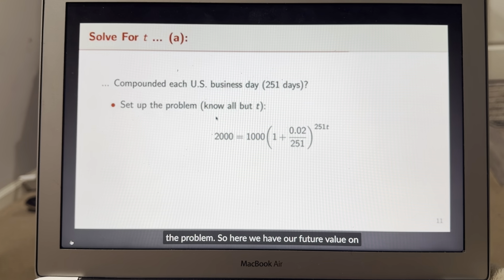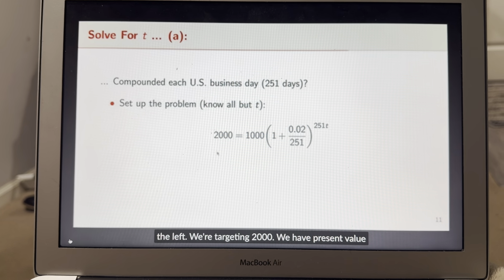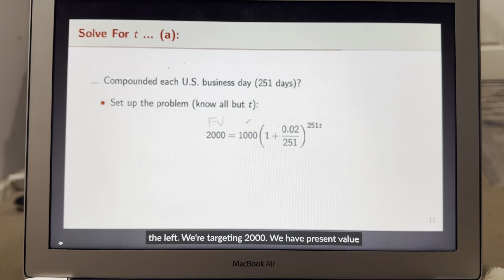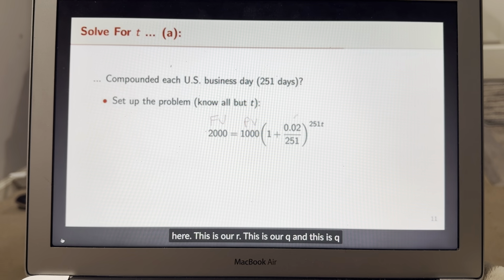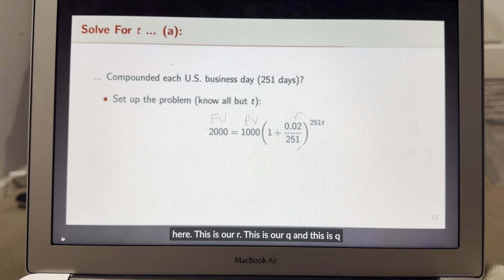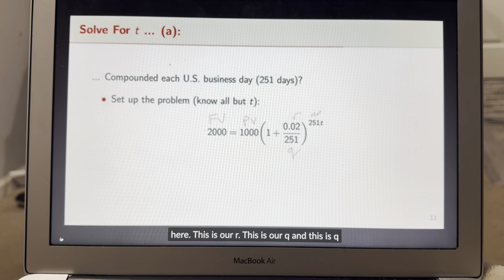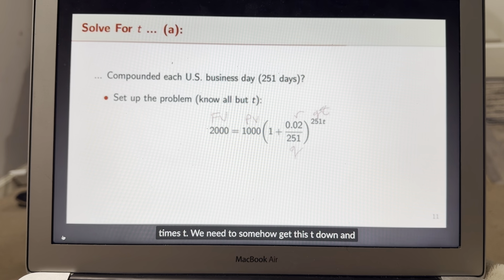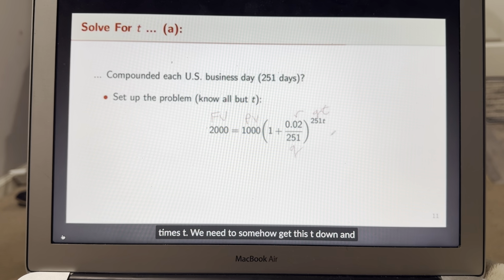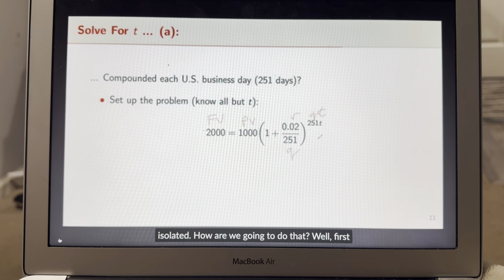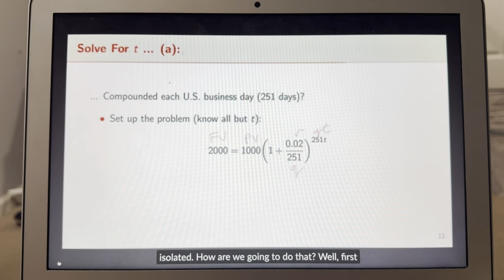So here we have our future value on the left. We're targeting 2000. We have present value here. This is our R, this is our Q, and this is Q times T. We need to somehow get this T down and isolate it. How are we going to do that?